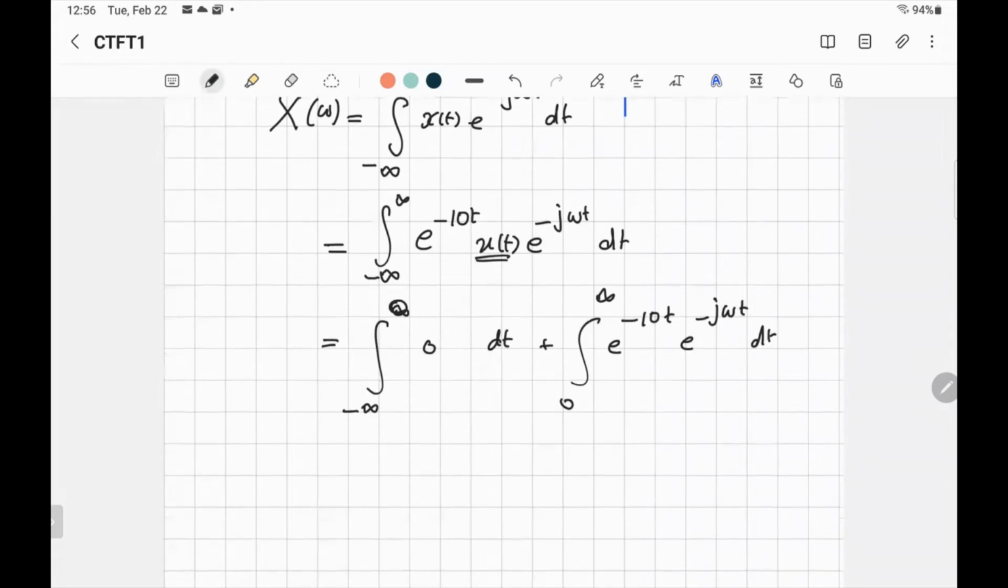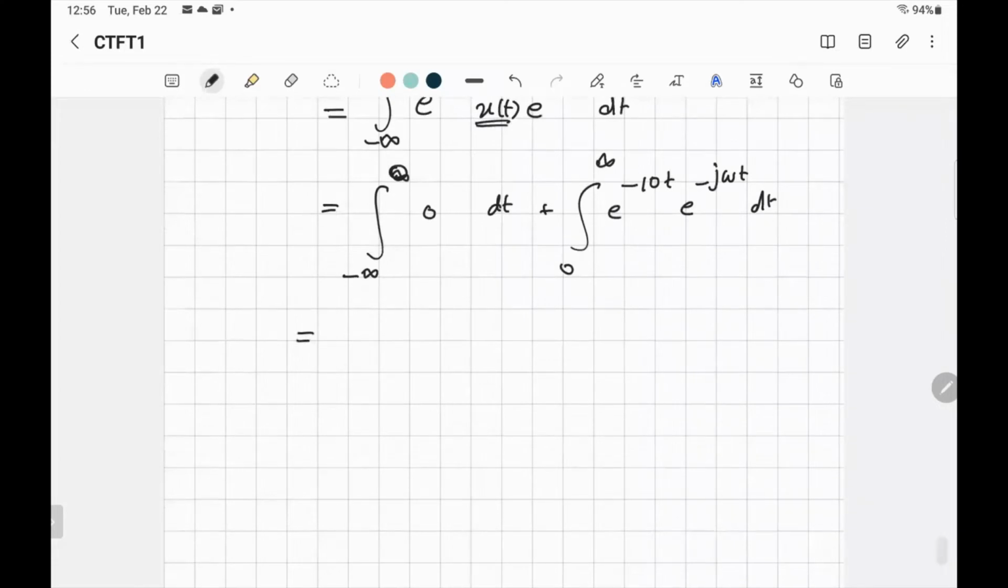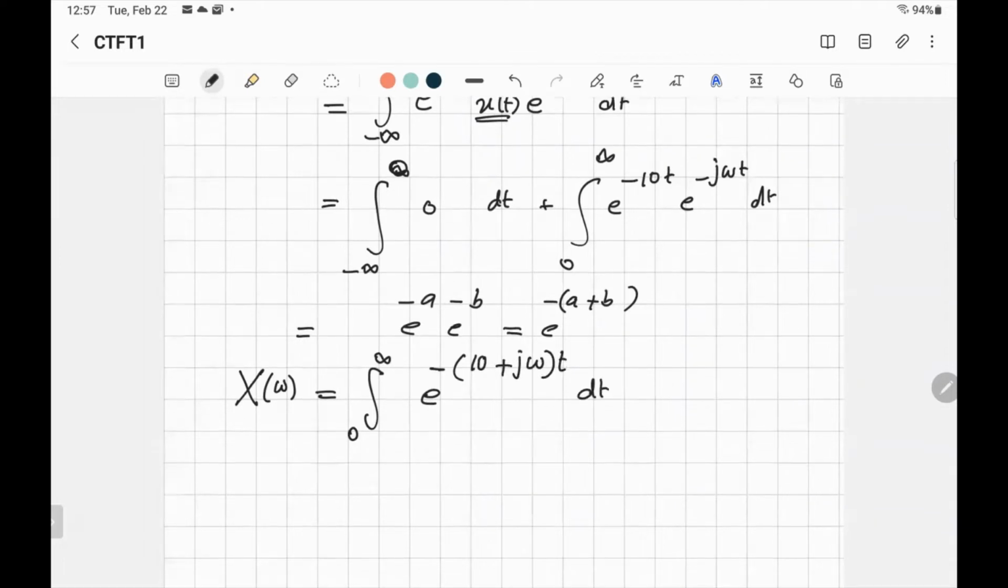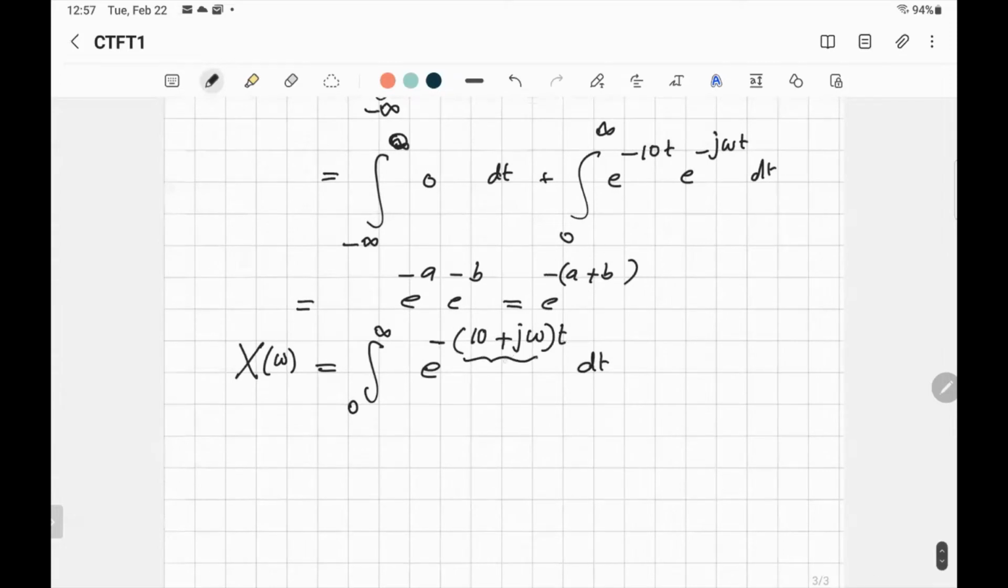So now I just have to find the integration, the second term here to the right. How do you find the integration of this one? Well, you have exponentials, and you know from math or algebra, e to the power a times e to the power b is equal to e to the a plus b. So I'm going to do the same thing. Now I'll say that X of omega is equal to the integration from 0 to infinity of e to the minus, and this is my a, 10 plus j omega, times t, dt. I can call it a, for example.